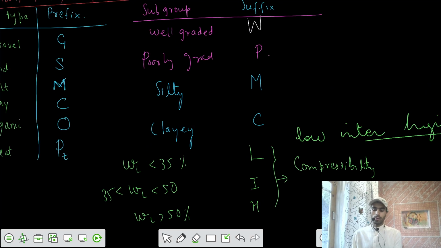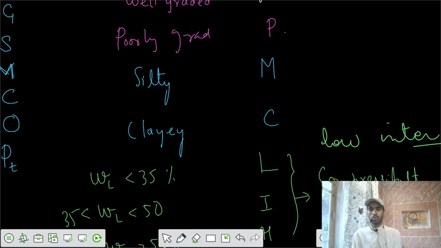So let's go for the classification now. Let's go for the classification of fine grained soils. Let's see all that stuff related to the fine grained soils. Fine grained soils classification.